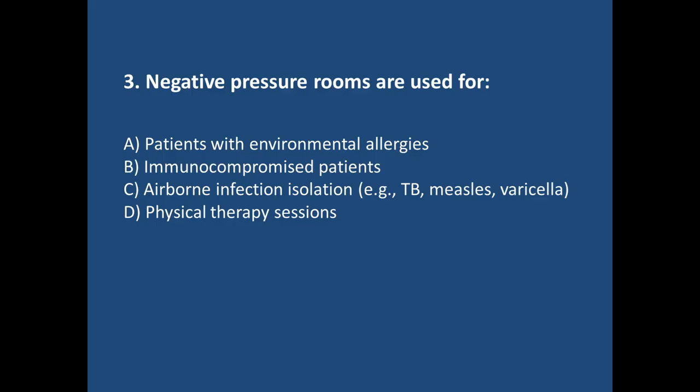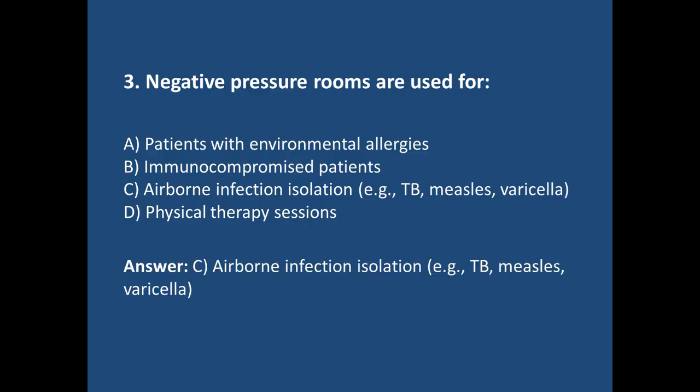Question number 3. Negative pressure rooms are used for A. Patients with environmental allergies. B. Immunocompromised patients. C. Airborne infection isolation for disease such as TB, measles and varicella. And D. Physical therapy sessions. And the answer is C. Negative pressure rooms are used for airborne infection isolation for disease such as TB, measles and varicella.